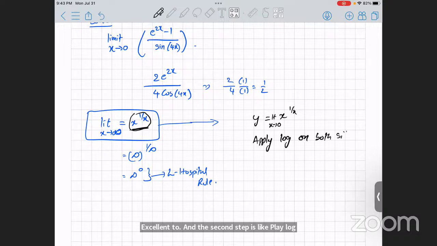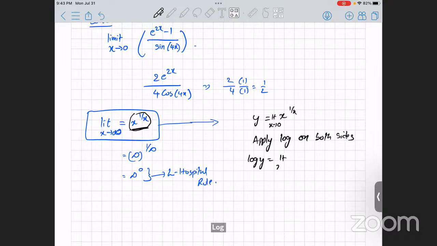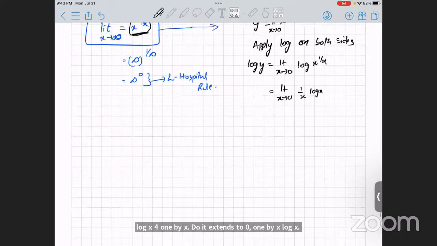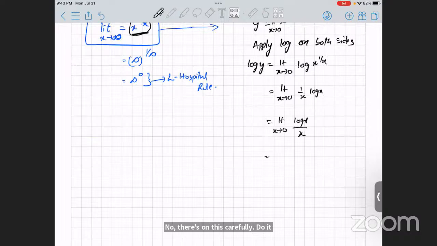Log y equals limit x tends to 0 of log x power 1 by x, which is limit x tends to 0 of 1 by x times log x. Now listen to this carefully. Limit x tends to 0 of log x by x. Substitute 0: log 0 divided by 0. What is log 0? Undefined, divided by 0.